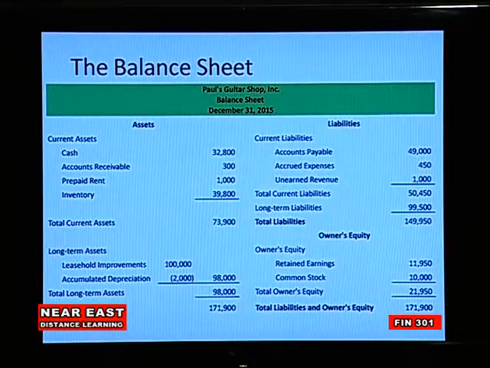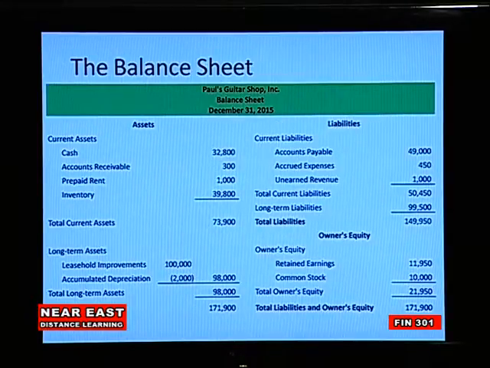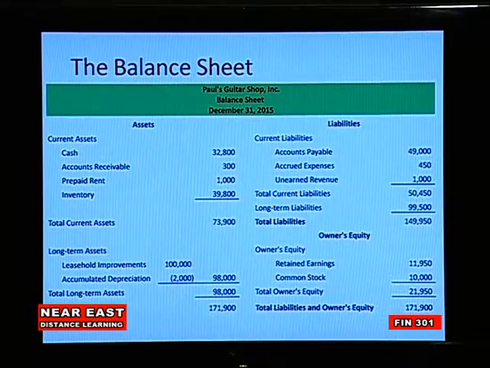On the right side, we will record liabilities and total equity. We will start with current liabilities: accounts payable, accrued expenses, unearned revenue. After that, we will calculate total current liabilities and record long-term liabilities to arrive at total liabilities.